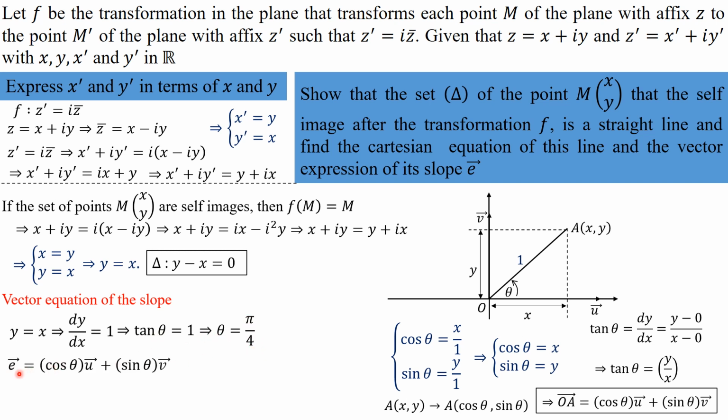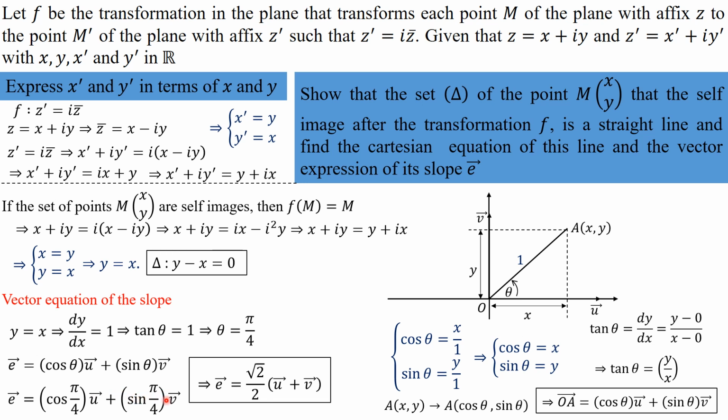So it means my vector equation of the slope E, as it was given, is cos theta u plus sin theta v. But theta is pi over 4, so we get cos(pi/4) u plus sin(pi/4) v. So finally, cos(pi/4) is root 2 on 2, sin(pi/4) is root 2 on 2. So we can factor out root 2 on 2 and we get E to be root 2 on 2 into (u plus v).